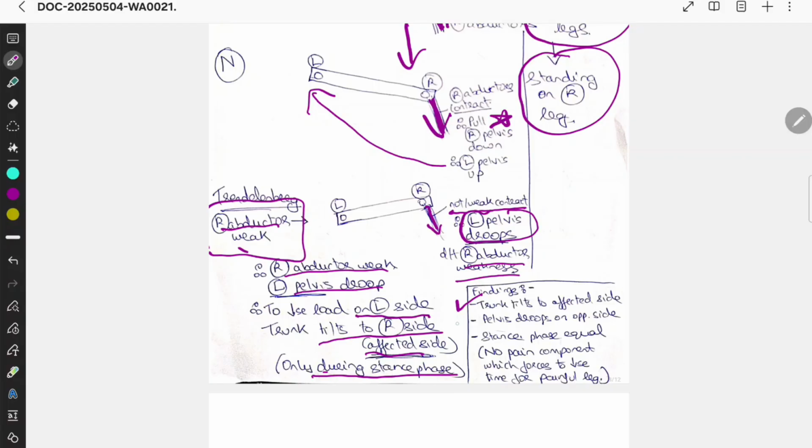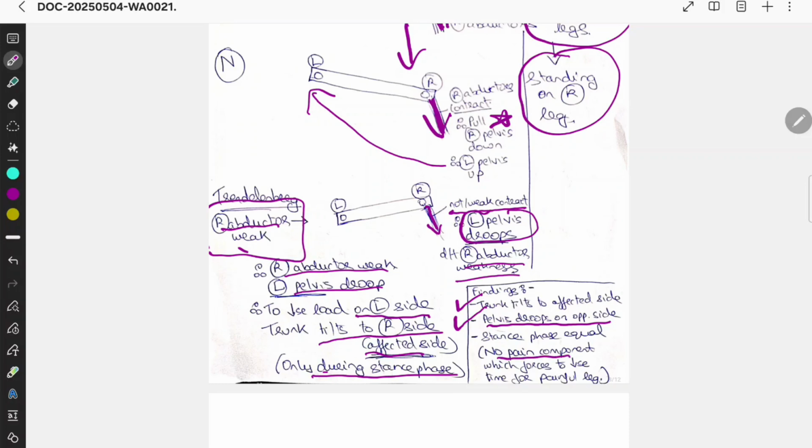Now, the second important point to observe is that the pelvis droops on the opposite side, because the right abductor mechanism is not able to pull the ipsilateral pelvis down. So the pelvis droops on the opposite side. Understood? And in the classic Trendelenburg gait, there is no pain component.